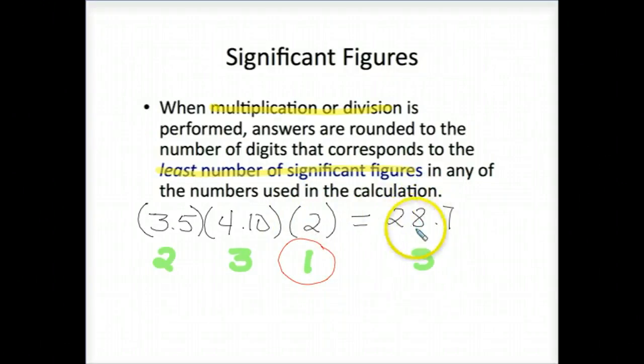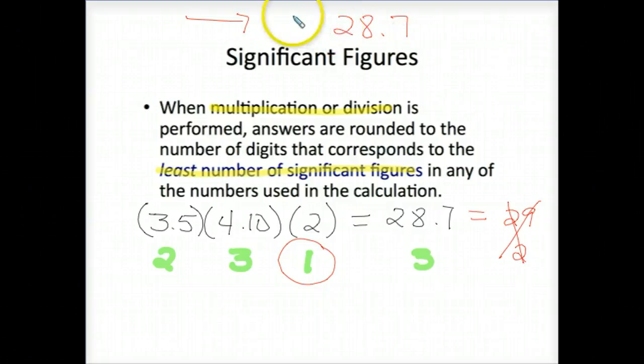Now we run into a problem, 28.7. Really what we want to do is round that to 29. That's typically what we want to do, but 29 has 2 significant figures, so I can't do that. I can only have 1, so now I have to figure out what's going on. Whenever you round, you always start from the left side. So here's my 28.7. I'm going to start from the left side and start my count. I can only keep 1. That means I keep this number right here. Notice it's in the tens spot, right? And that means all of this has to go away and round up if appropriate.